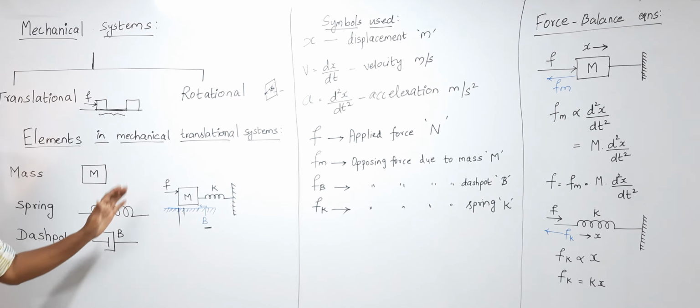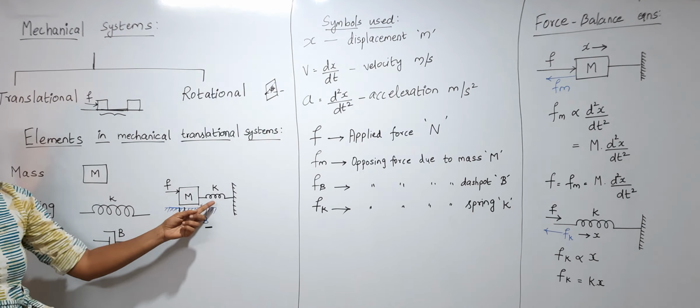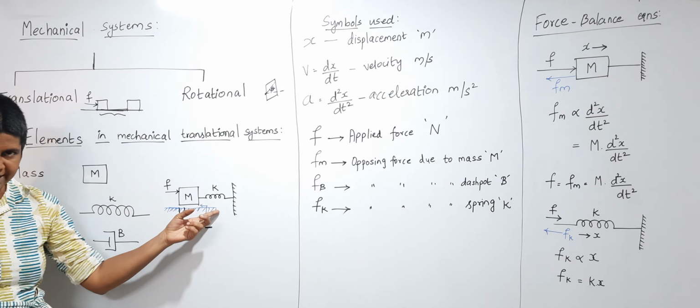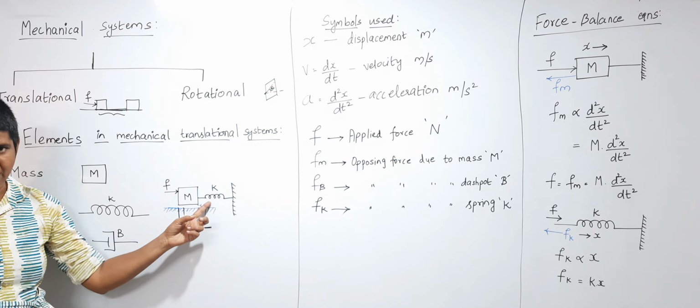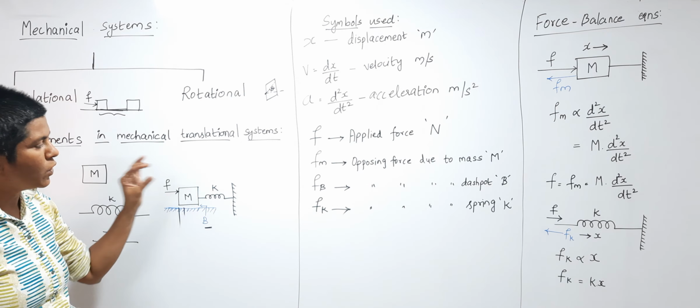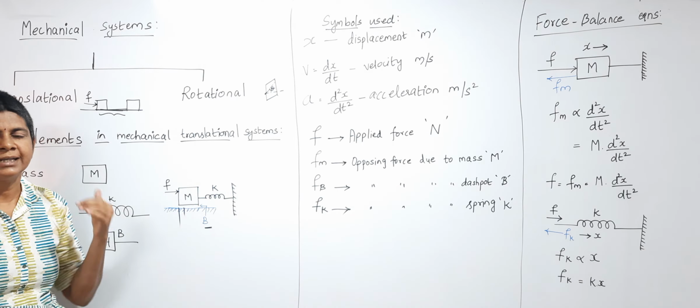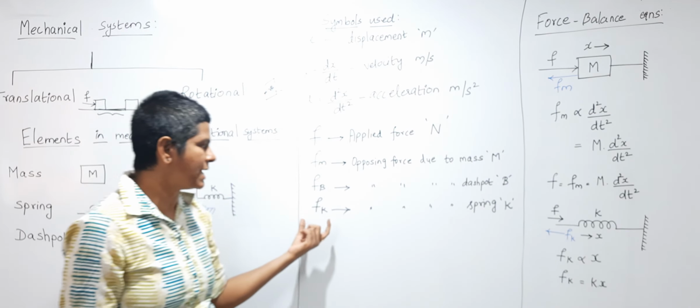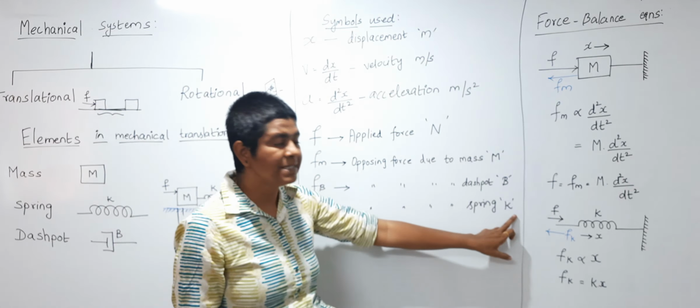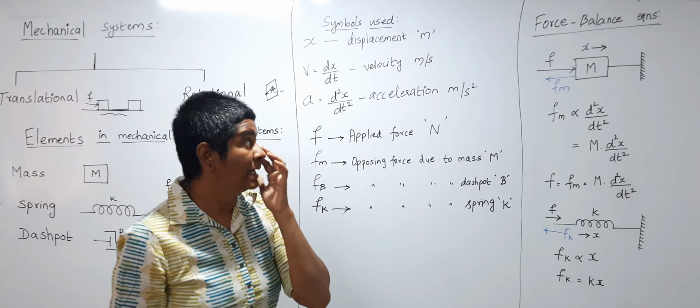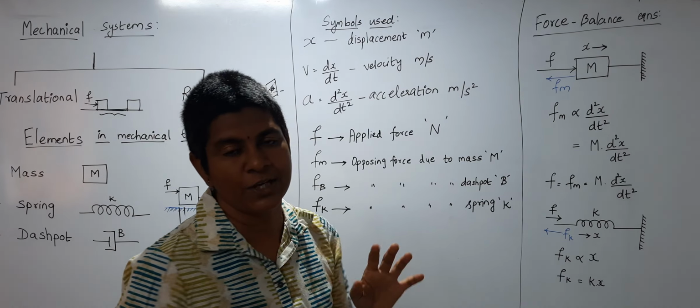So whenever a force F is applied to the mass, automatically the spring will get disturbed, right? Since it is connected to the mass. So this spring will also provide some opposing force, and that opposing force is denoted as Fk, and the symbol here is K. And the next topic is force balance equations.